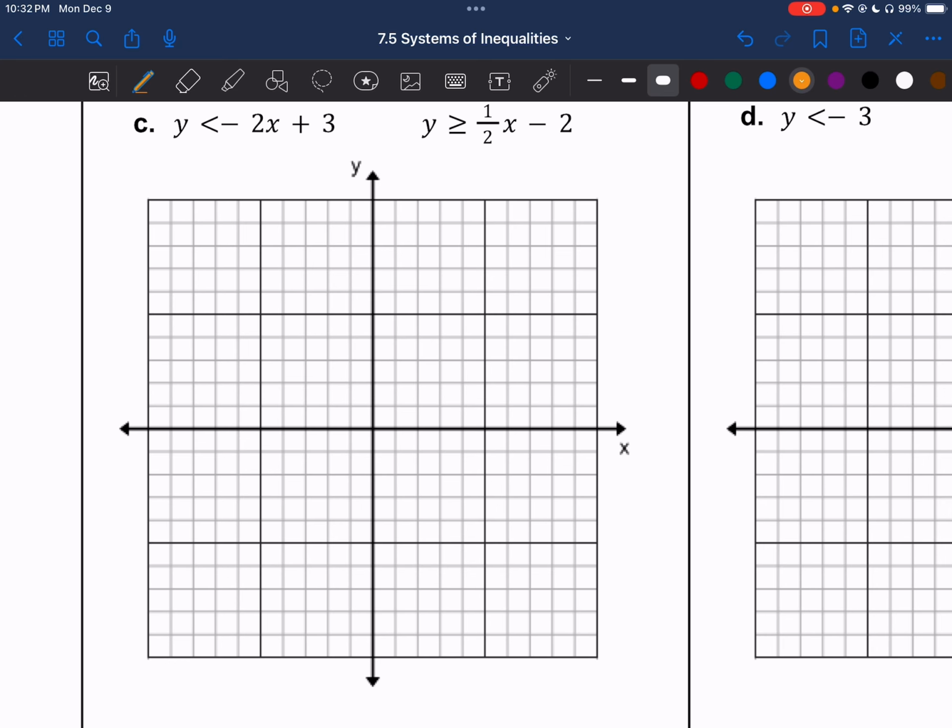All right, letter C. Let's take a look at it. First of all, my slope for the first one is -2. My y-intercept is 3. So I put a point at +3, and it's -2. So we're going down 2 and to the right 1 with every step that we take. And we draw in our line.